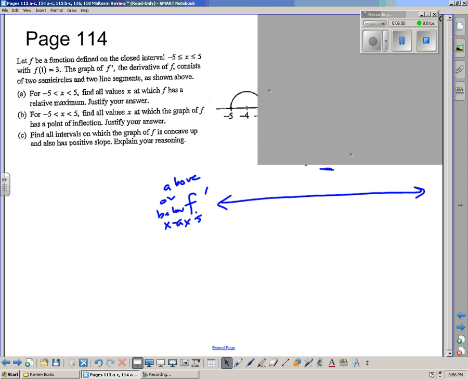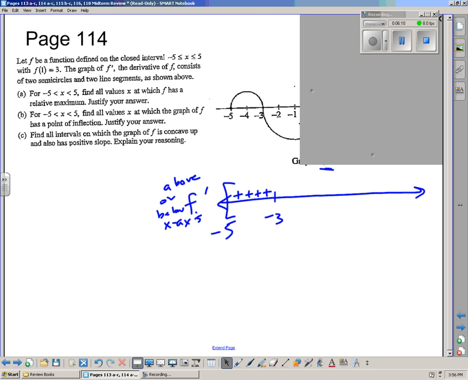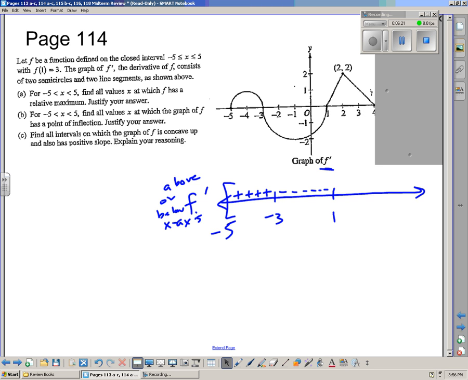So here we are above until we get to -3. So from -5 to -3, first derivative is positive. Then we're below till we get to 1. And then we are above till 4. You can see that. And then below till 5. There's our number line. And I'll close it off at 5 because that's all we know about.